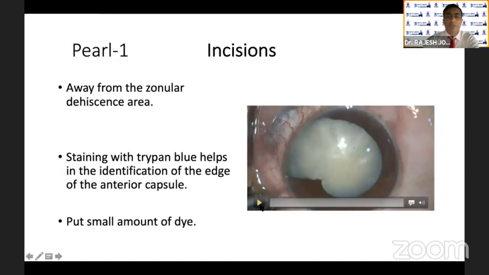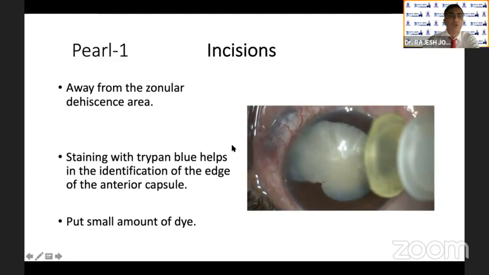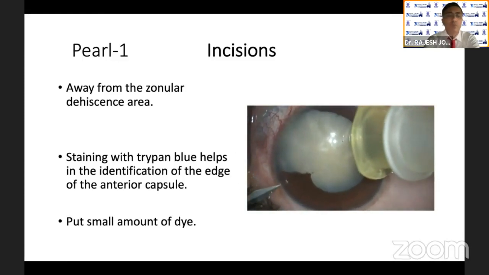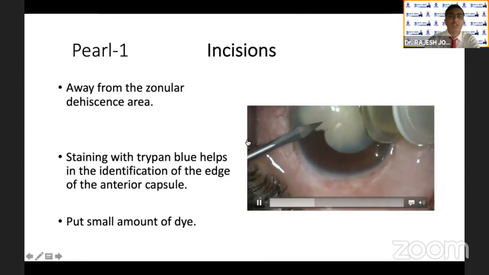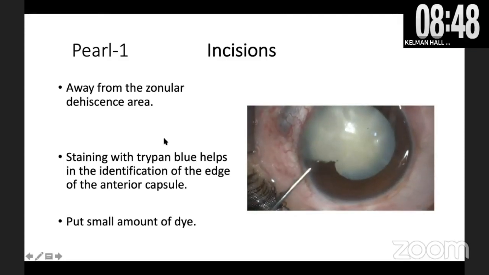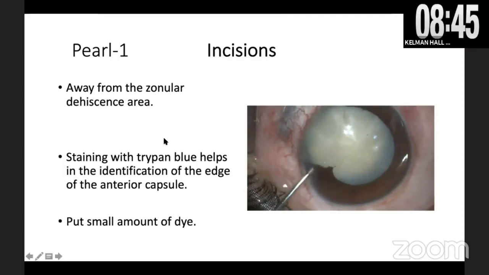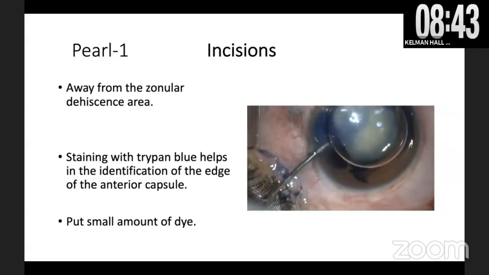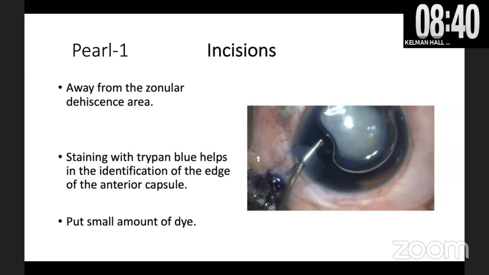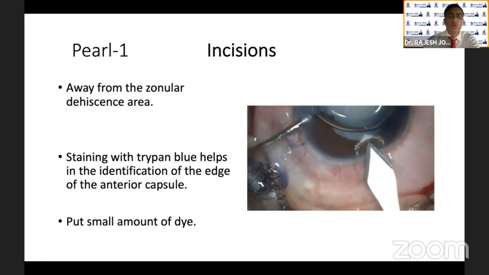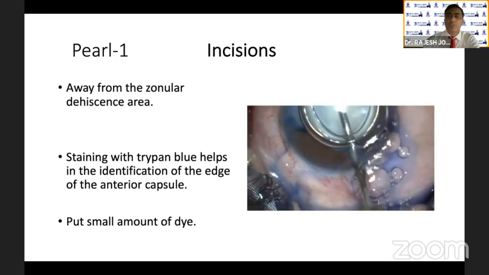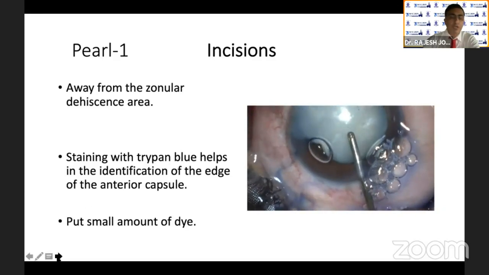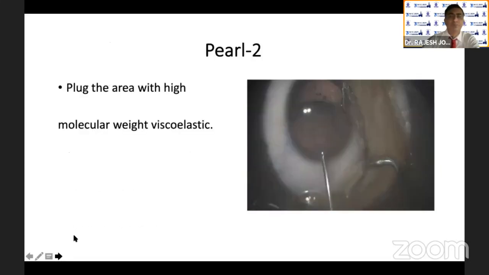Now, pearl number 1 is the incision. How you place your incision is very important for the perfect outcome of the procedure. It should be away from the zonular dehiscence area, both the incisions, that is the side port and the main incision. Staining with trypan blue helps in the identification of the edge of the anterior capsule while placing the capsular tension ring, but put a small amount of dye into the anterior chamber, because if you put too much dye into the anterior chamber, that can go into the vitreous cavity and stain the vitreous.